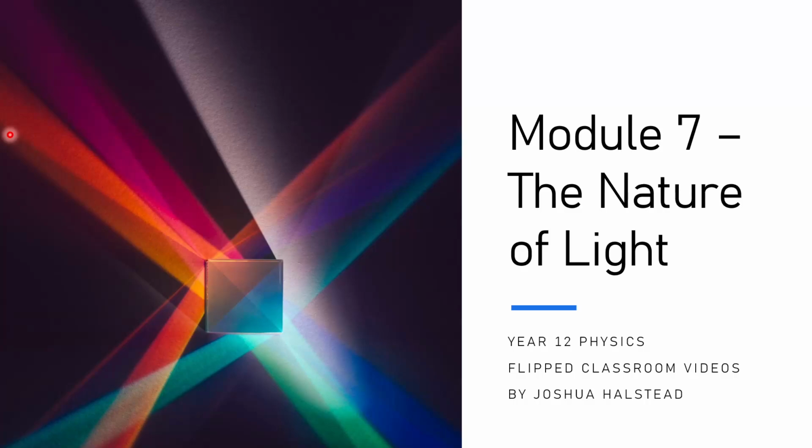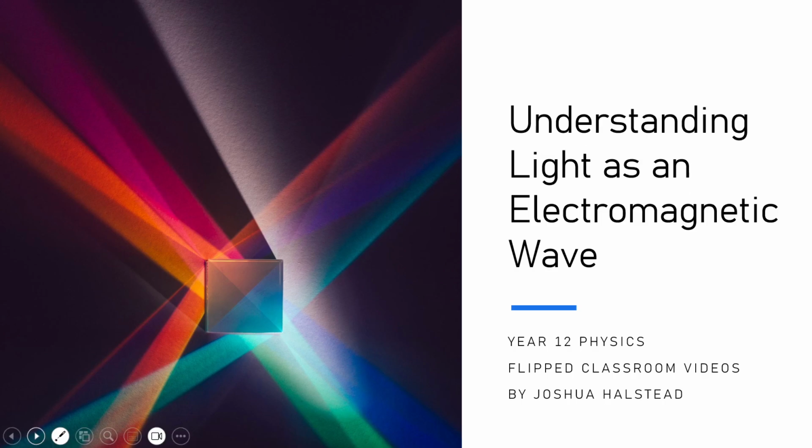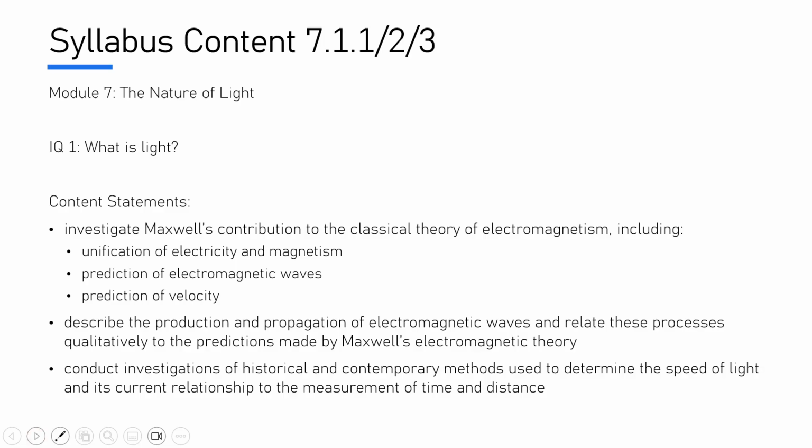G'day, in this video we're going to start having a look at content that's covered in Module 7, the nature of light. The first set of concepts that we're going to be looking at is understanding light as an electromagnetic wave. So we're going to be looking at dot point 7.1, point 1, 2, and 3.